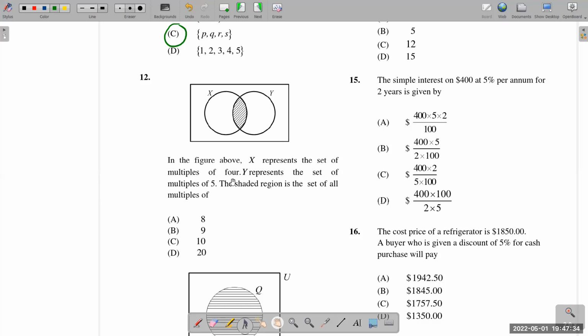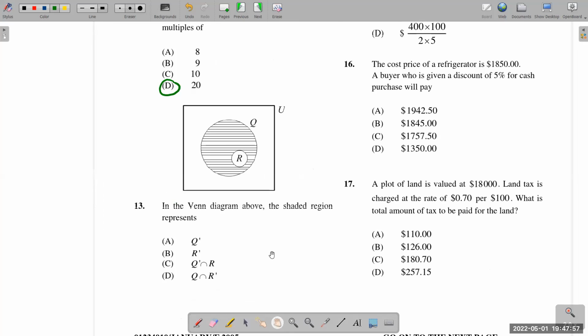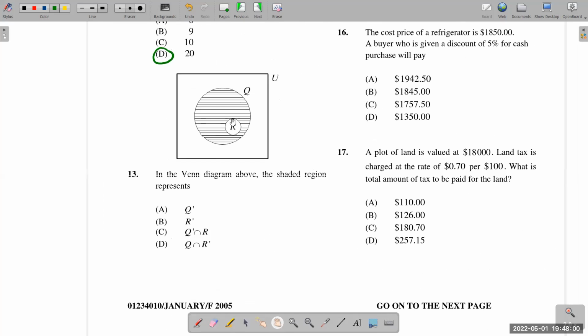X represents the set of multiples of 4, Y represents the multiples of 5. The shaded region is a set of all multiples of what? What does fall in the middle? If you're doing multiples of 5 and 4, it must be D, because 5 times 4 is what? 20, so it must be multiples of 20. Excellent. Anybody remember what it is called when you have a set inside of a set? What do we call that? Excellent. Subset.